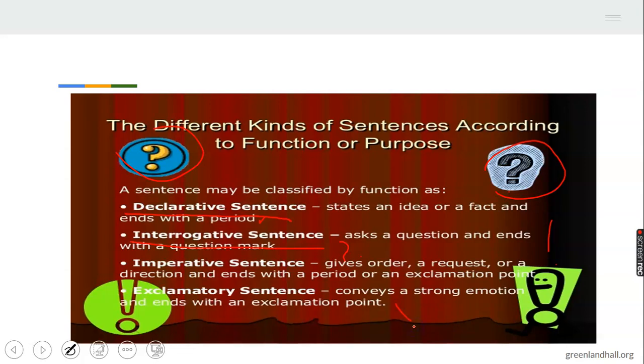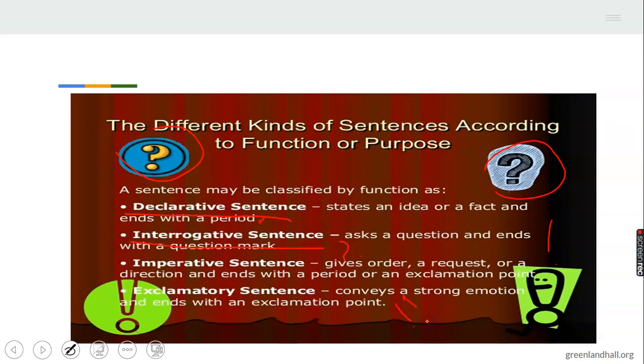It conveys a strong emotion. That's exclamatory sentence. Well, like as if you're surprised, as if you're scared, as if you're happy. That's exclamatory sentence, and at the end you have an exclamation mark.